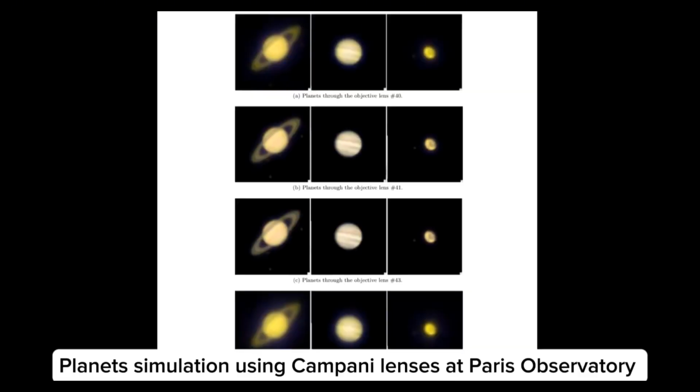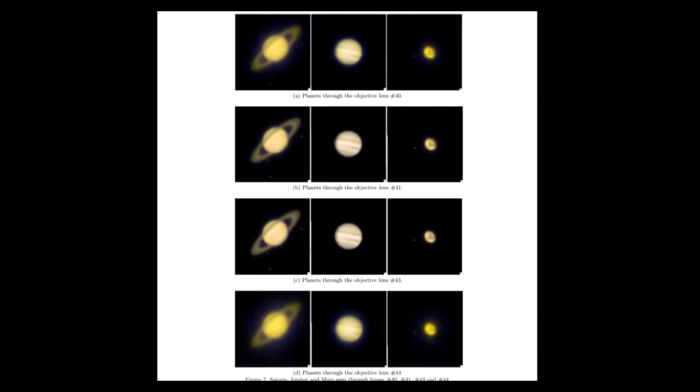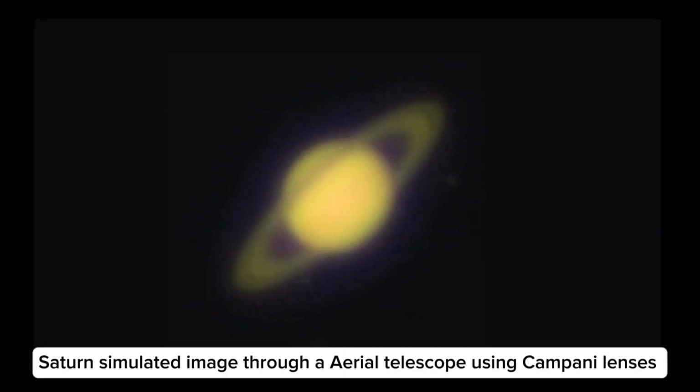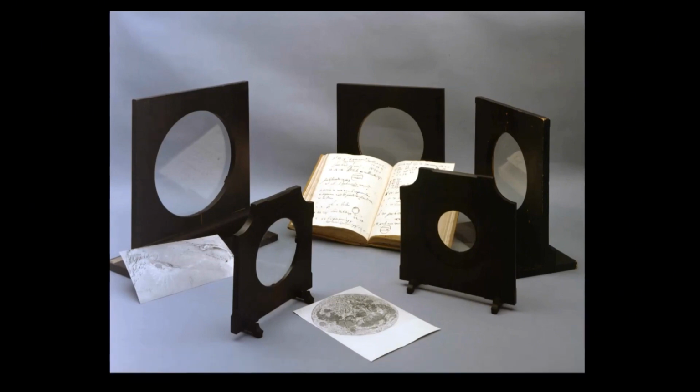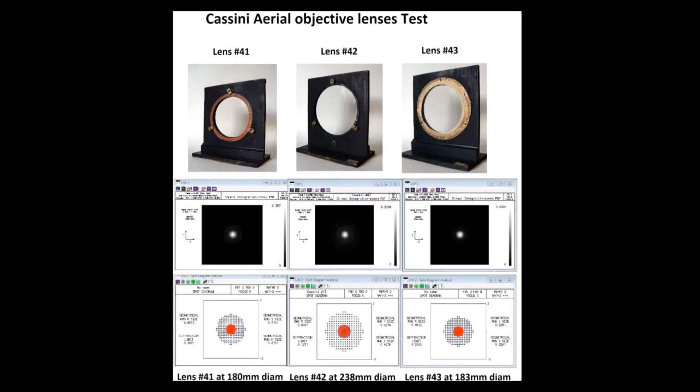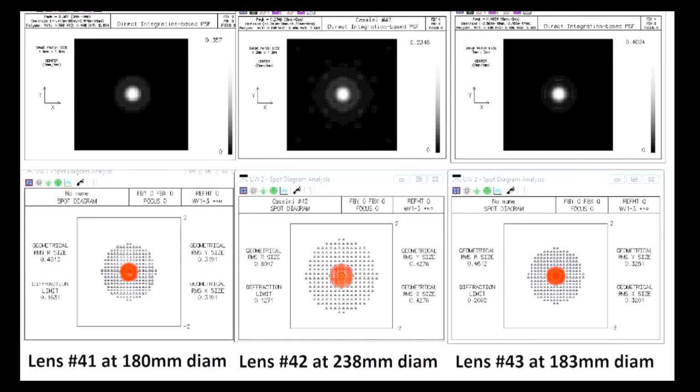These are simulations through Campani objective lenses used by Cassini to discover the division. I conducted some testing with these lenses. This is a simulated image through an aerial telescope used by Cassini. And these are the actual objective lenses from the Paris Observatory made by Giuseppe Campani, and some testing that I have done with four different apertures using these aerial telescopes.